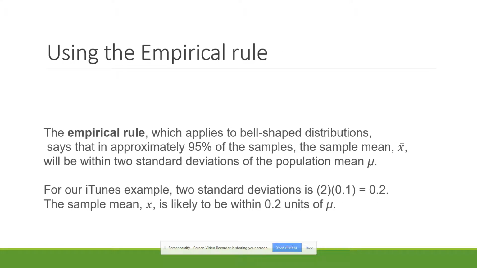So using the empirical rule, remember we studied that when we looked at normal distribution, we can approximate that 95% of the sample is within 2 standard deviations of the population mean. So for our iTunes example, 2 standard deviations is 2 times 0.1, which we just got in that last slide, to equal 0.2. The sample mean, X bar, is likely within 0.2 units of the population mean. And why can we say that? Because 95% of the samples will be within 2 standard deviations of the mean.